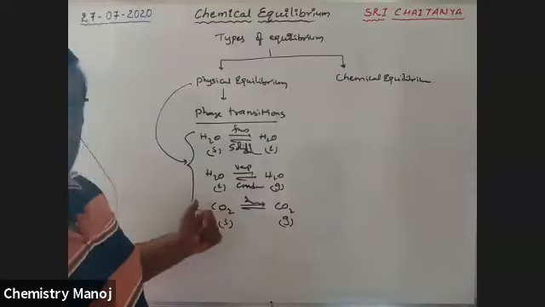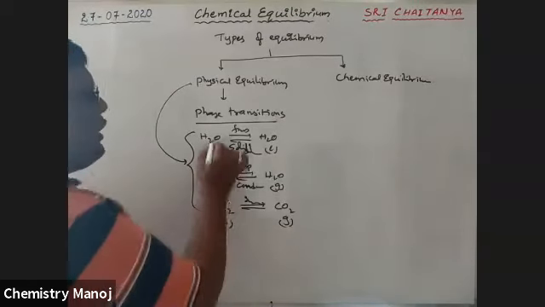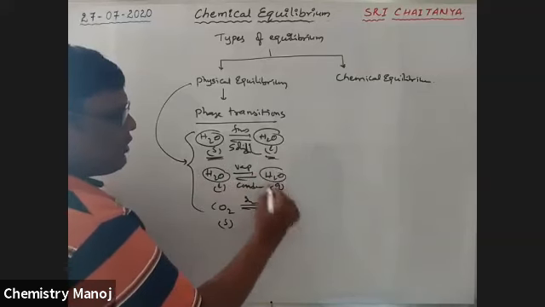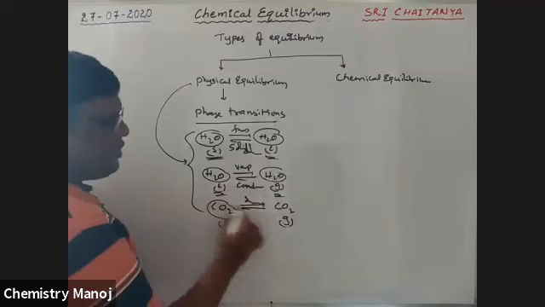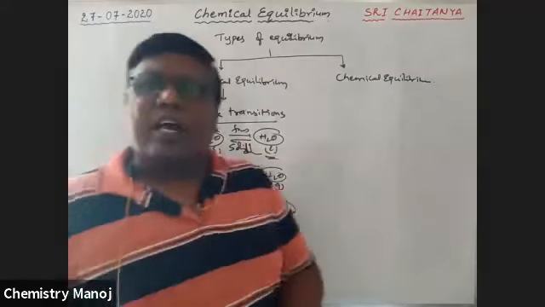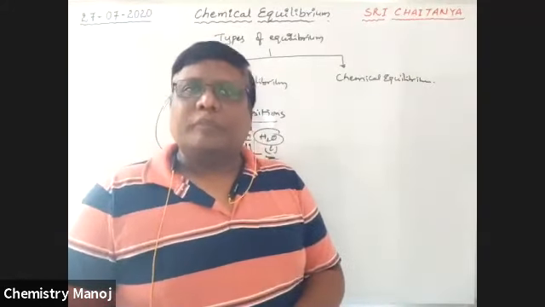Here also the same. So like this, the formulas are constant, but the physical states are changed. Formulas are constant, physical states are different. That type of equilibrium is called physical equilibrium.